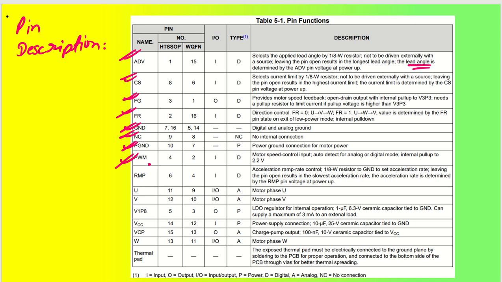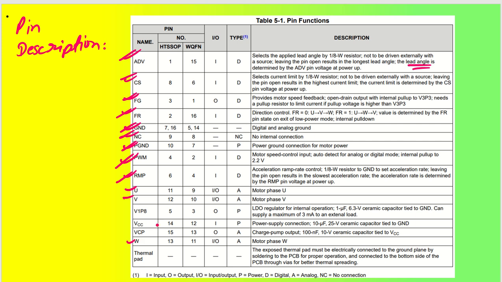We have the PWM pin, which is going to control the motor speed. Motor speed will be controlled by this particular PWM duty cycle, or otherwise it can also be given some analog voltage. Then we have the RMP pin, that is your acceleration profile pin. So how quickly or how slowly you want to start the motor will be set by this acceleration ramp control input. Then we have the motor phases U, V and W. These are the three motor phases that we always need.